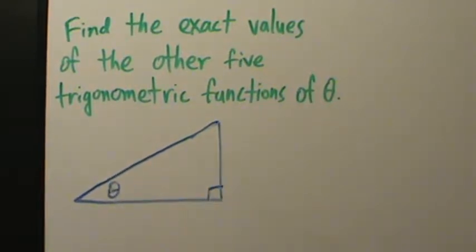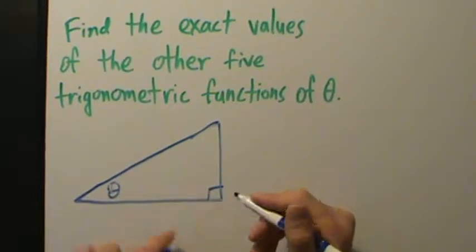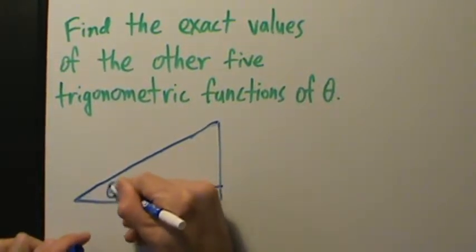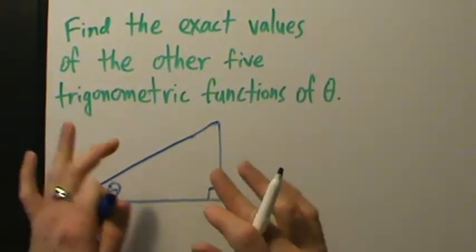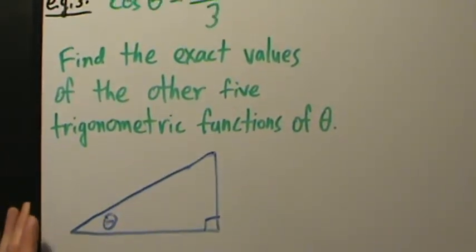So we can really draw this however we want, but let's just put the right angle over here and then we'll put theta over here. So what I mean is, we could rotate this triangle. We just draw it really however we want. We can label it however we want, just as long as we're consistent and we do it correctly.